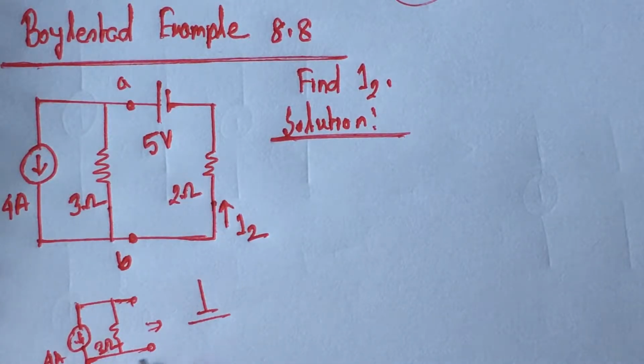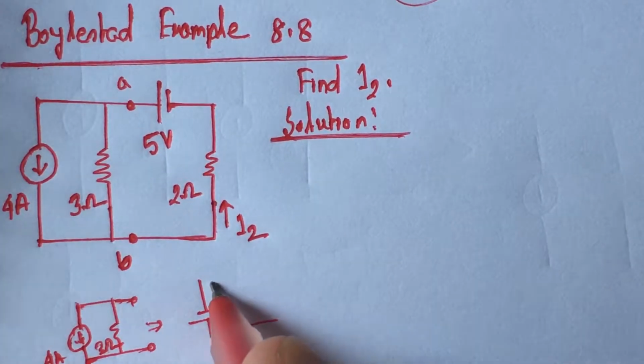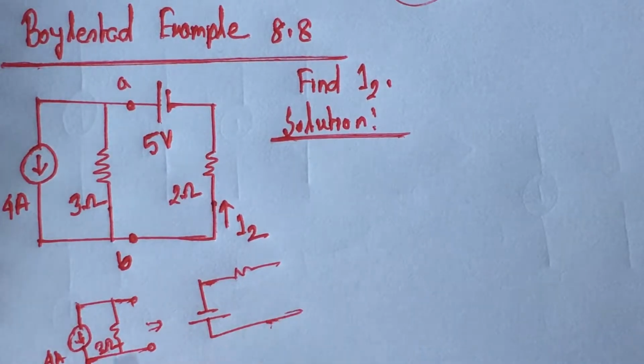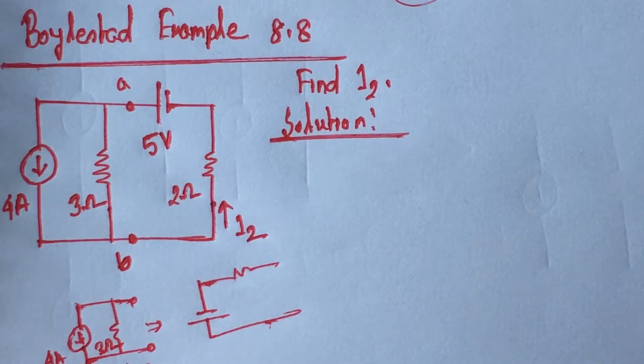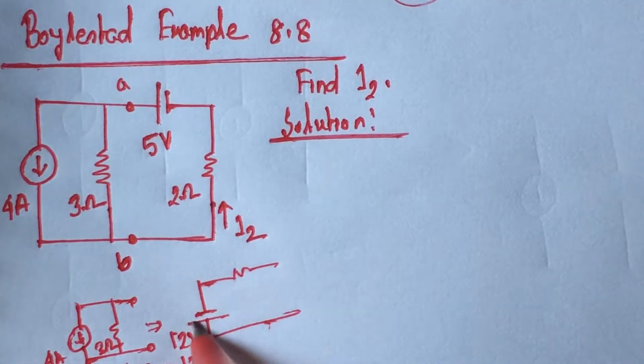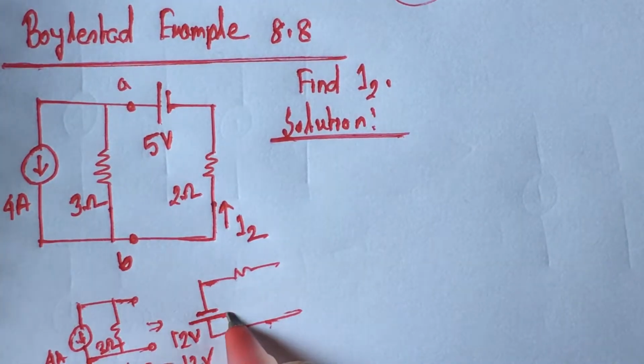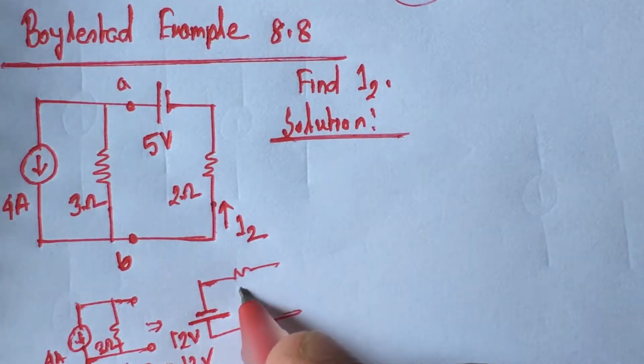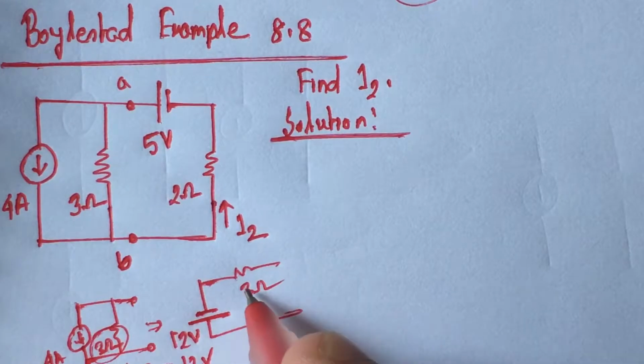4 into 3, that is 4 multiplied by 3, 12 volt. So this is 12 volt. Since current is flowing downward, the polarity of the voltage source is: this is negative and this is positive, and this is 3 ohm, as it is 3 ohm.